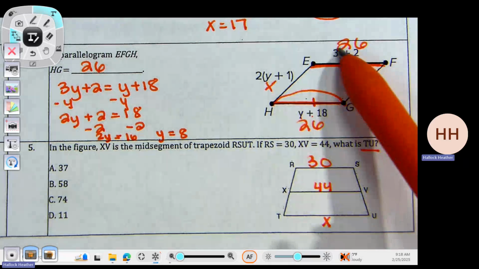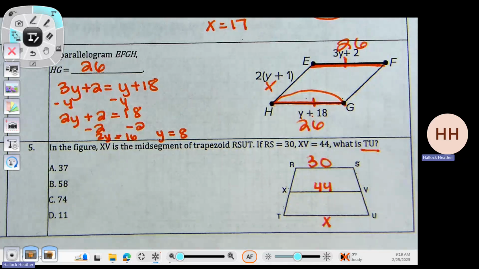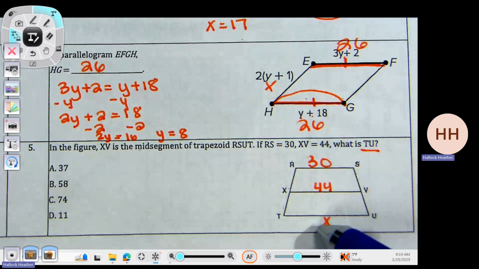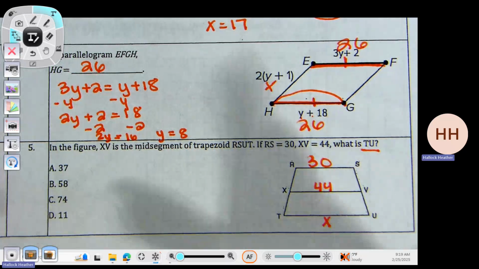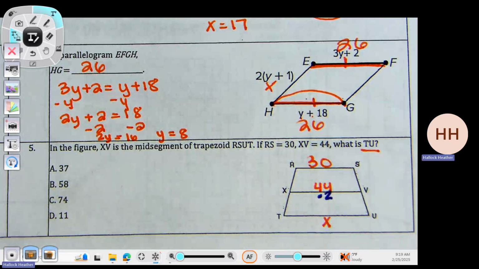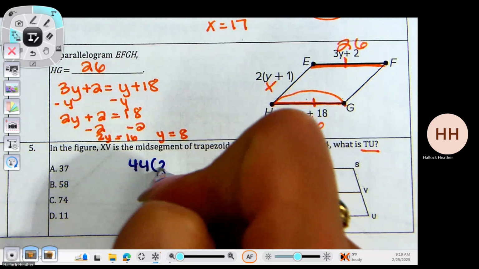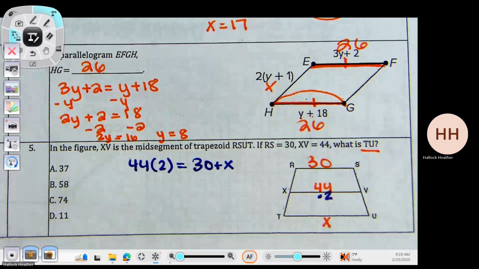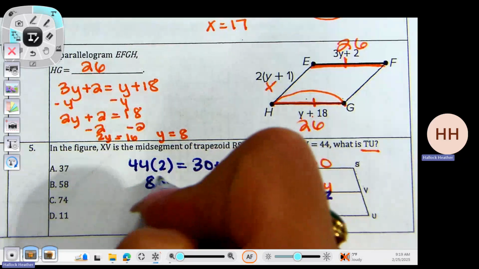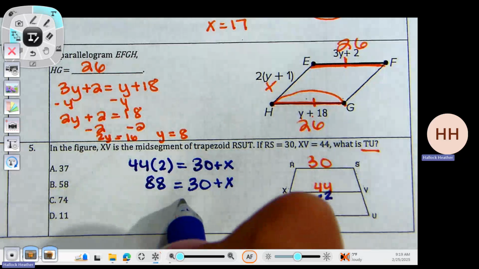I can't add an X to a problem where there's already X's, okay? But this one just has numbers, so I can put X there to represent my unknown. My rule for the mid-segment theorem is that you're taking the top and the bottom, adding them and dividing by 2 to equal the mid-segment. It's the same rule as taking the middle and multiplying by 2 and equaling it to the top and bottom added together. So I'm doing 44 times 2 equals the top and the bottom added together. So 44 times 2 is 88. And then I'm solving for X, so I'm going to minus 30 to both sides.